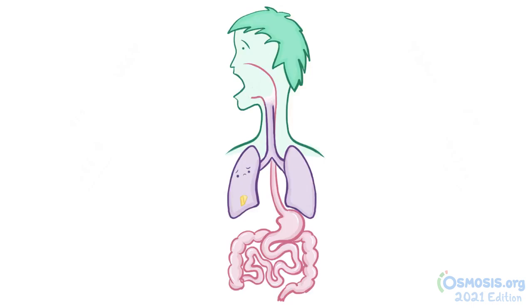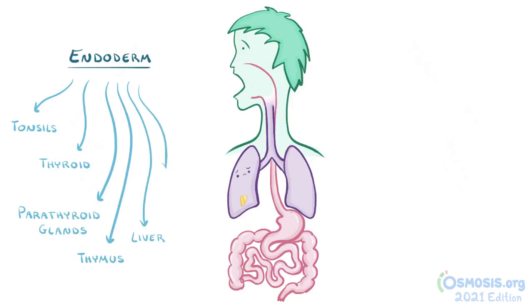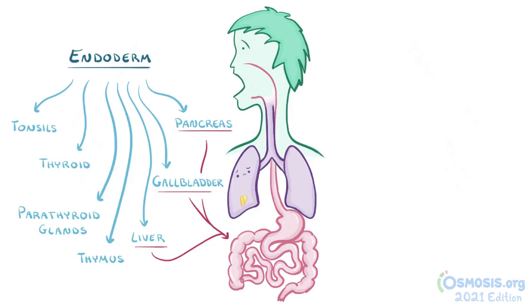So, in addition to becoming the epithelial lining of the gastrointestinal tract and the respiratory tract, the endoderm gives rise to the tonsils, the thyroid gland, the parathyroid glands, the thymus, part of the liver, the gallbladder, and the pancreas. To remember this, we can build on the analogy. If you want to digest the cake, you need the help of digestive organs like the pancreas, liver, and gallbladder, so it makes sense that these would be derived from the endoderm.